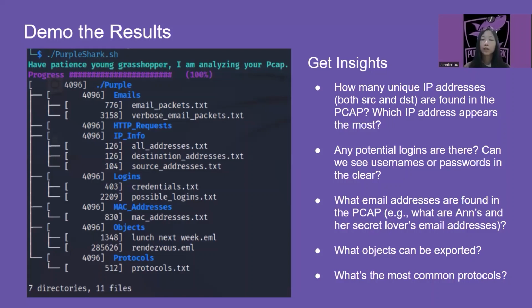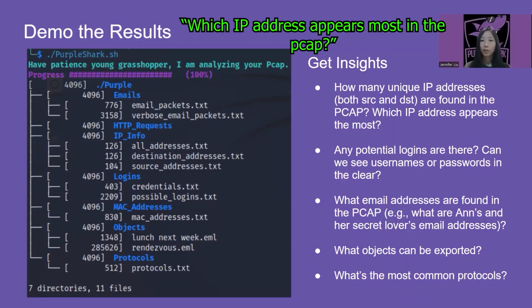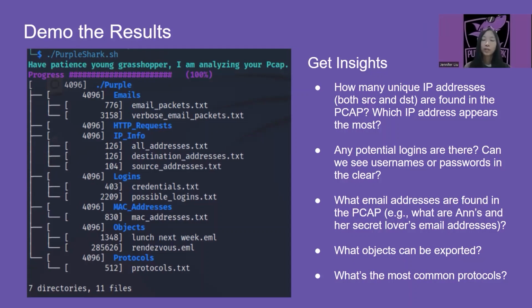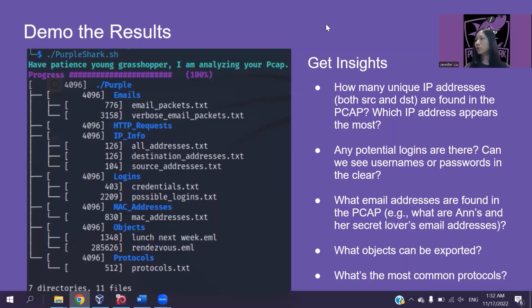This info is very useful to get a quick insight of a PCAP file and can answer some of the questions that we are very familiar with, such as how many unique IP addresses are found in the PCAP, which IP address appears the most in the PCAP, are there any potential logins, can we see usernames or passwords in the clear, or what email addresses can be found. For example, what are Anne's and her secret lover's email addresses, if you remember? Okay, let me demonstrate the output in the Linux terminal.